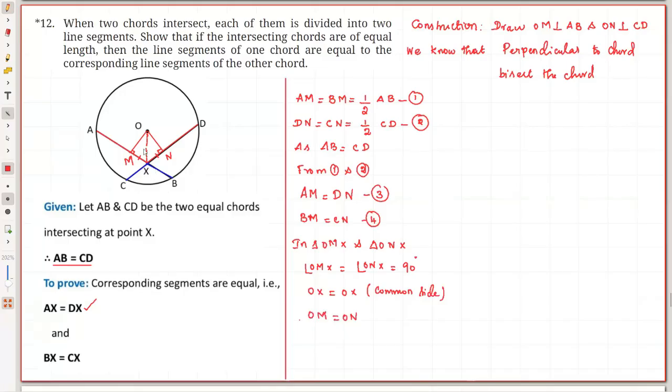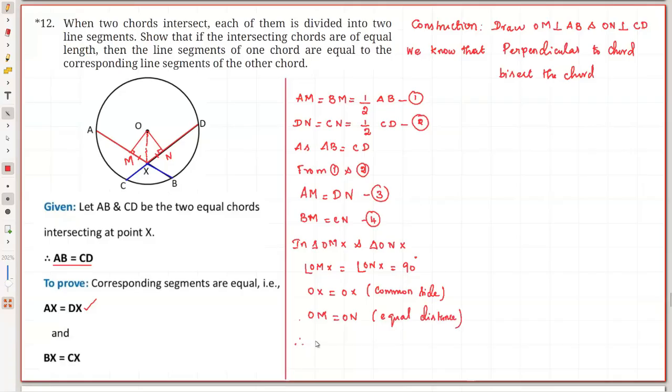We know that equal chords are equidistant from the center. Therefore, I can say OM is equal to ON. So we have learned the theorem: equal chords are equal distance from the center. That is what you can write. The theorem we are just applying.